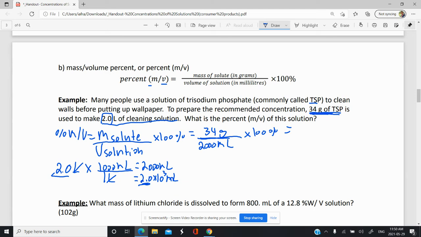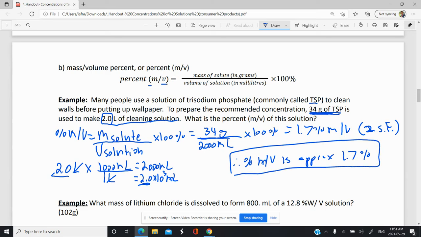And so we'll get 34 divided by 2,000 mL times 100, and we get 1.7%, which is, actually, that's already 2 sig figs, so we're good. So we have 1.7% mass volume, with 2 sig figs. And then you can do your therefore statement. So therefore, the percent MV is approximately 1.7%. So that was a mass volume example. Let's take a look at another one.